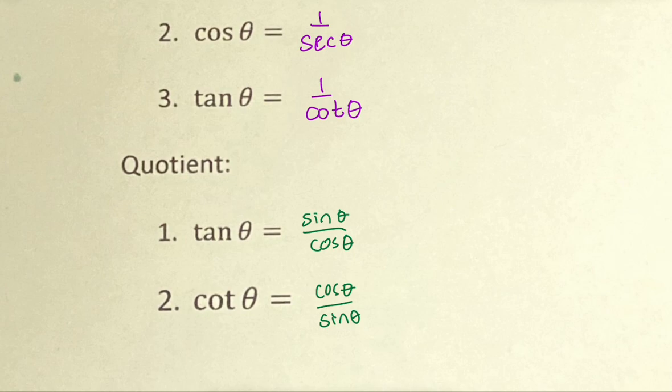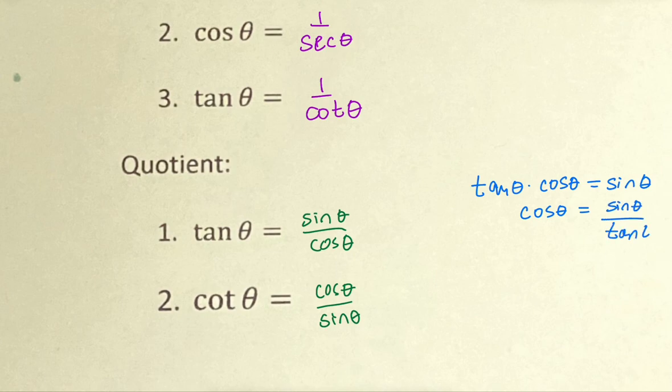If we were to cross multiply by cosine, I know that the tangent times the cosine is equal to a sine. So that's one possibility. Or we can flip-flop the location of our tangent and our cosine. I know that the cosine is the sine divided by the tangent.